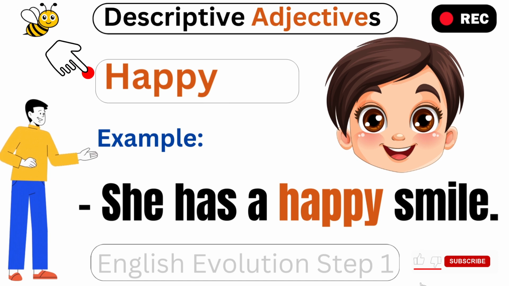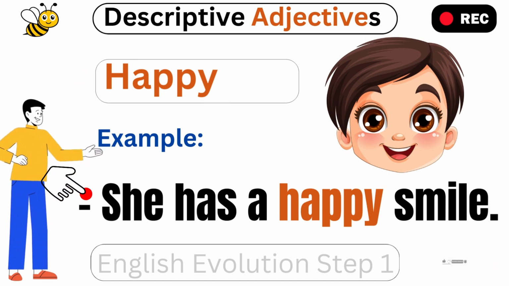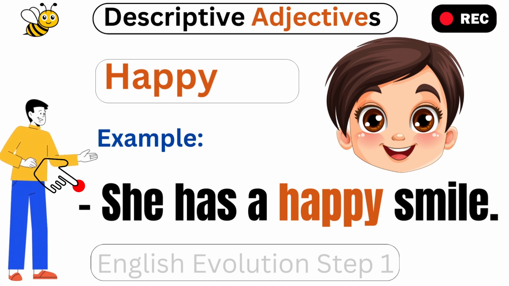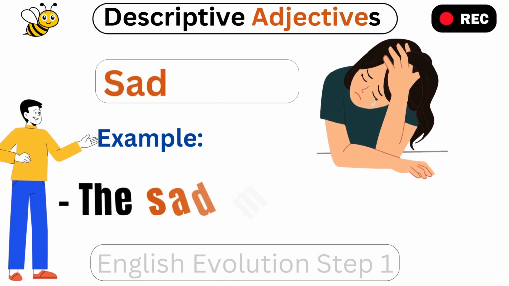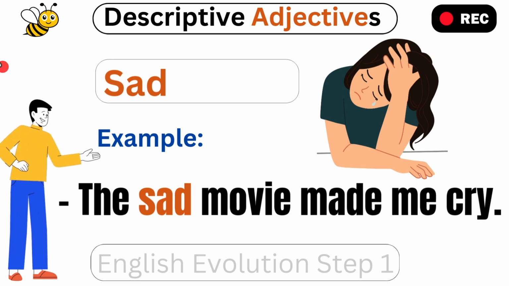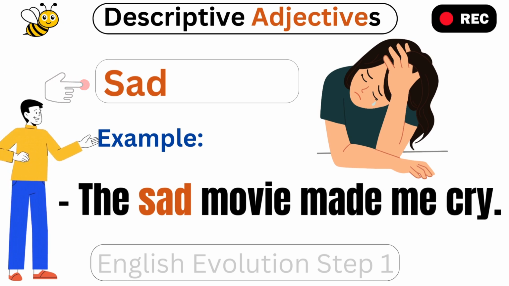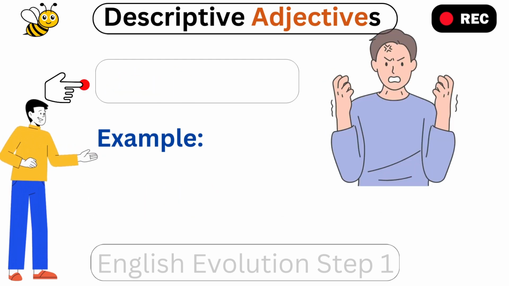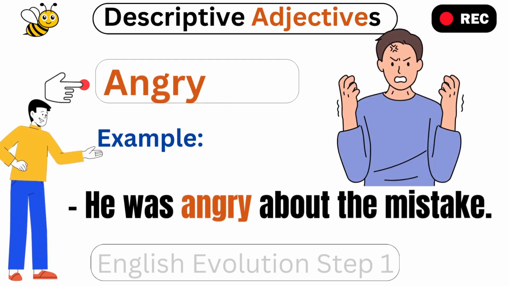Repeat after me. Happy? She has a happy smile. Sad. The sad movie made me cry. Angry? He was angry about the mistake.